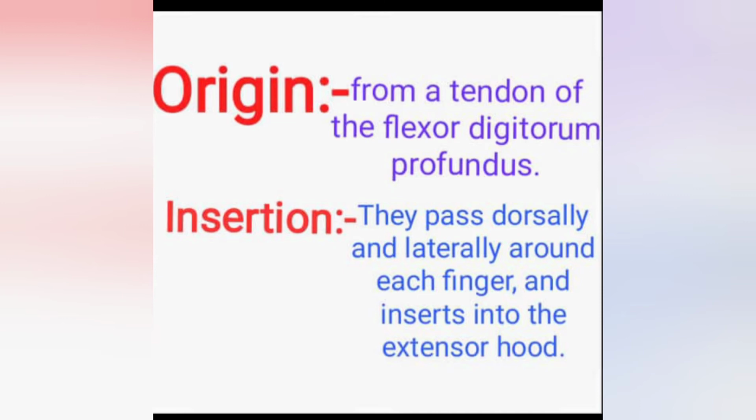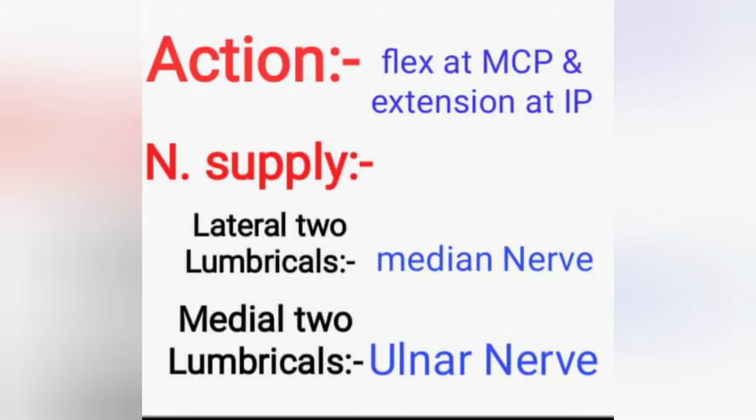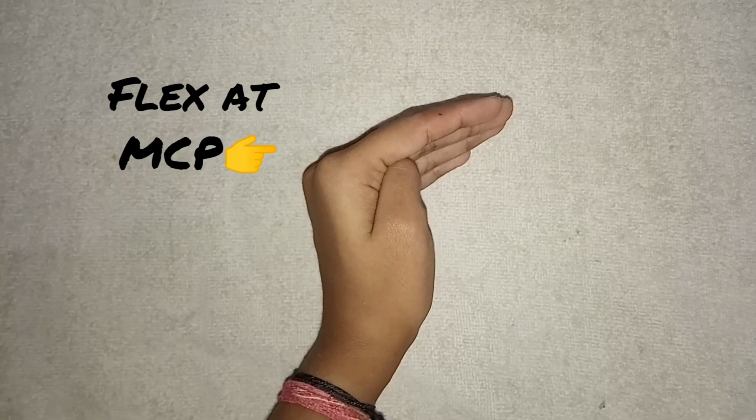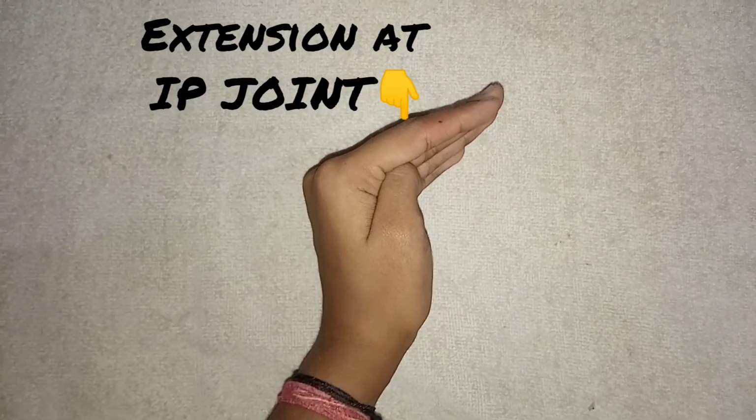They originate from the tendon of flexor digitorum profundus and pass dorsally and laterally around each finger and insert into the extensor hood. So their action is flexion at the MCP joint and extension at the IP joint. Talking about nerve supply, the lateral lumbricals are supplied by the median nerve and the medial lumbricals are supplied by the ulnar nerve. Now you can see the action of lumbricals is flexion at the MCP joint and extension at the interphalangeal joint.